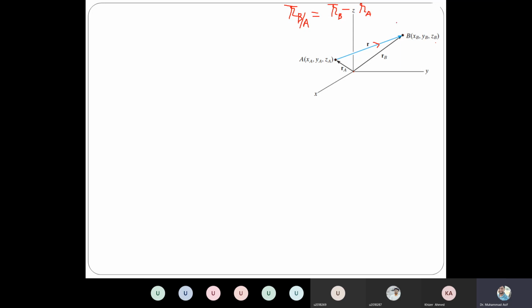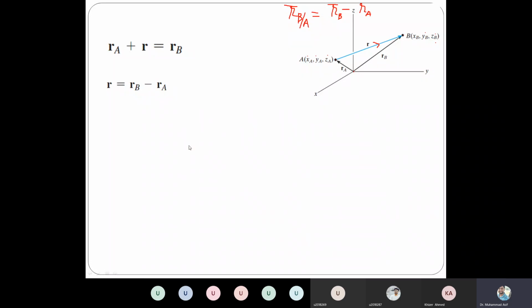That means we have to subtract. In order to get RB/A, we have to subtract XB minus XA i, right? Similarly, YB minus YA, and ZB minus ZA, in order to get the position of point B with reference to point A. Right. So this is how we can calculate the position vector. That's RB minus RA.